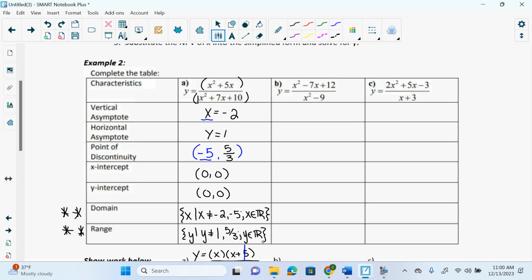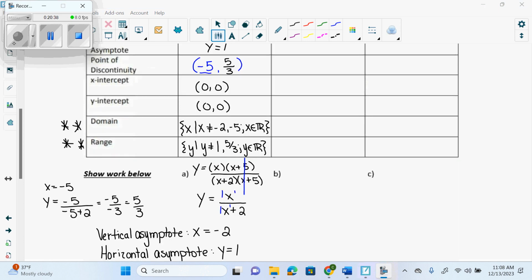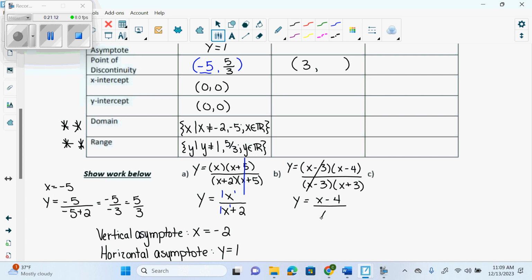That's exactly how I do it. How many of these questions do you have? I'm going to record. So we'll look at this one first, even if you're not done the other ones. So this one here, x minus 3, they're going to cancel off. So we're going to have a point of discontinuity at 3 and something, correct? The graph that's left over is x minus 4 over x plus 3.